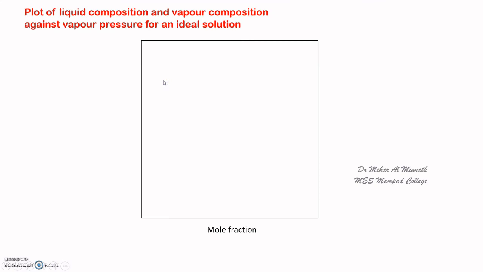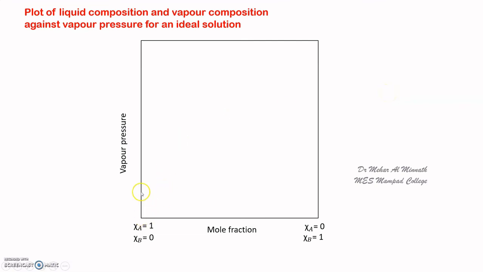Now we are taking the mole fraction on the x-axis, vapor pressure on the y-axis, and chi A, that is, we'll start from 100% A to 0% A and 0% B to 100% B, the way we have plotted other curves.